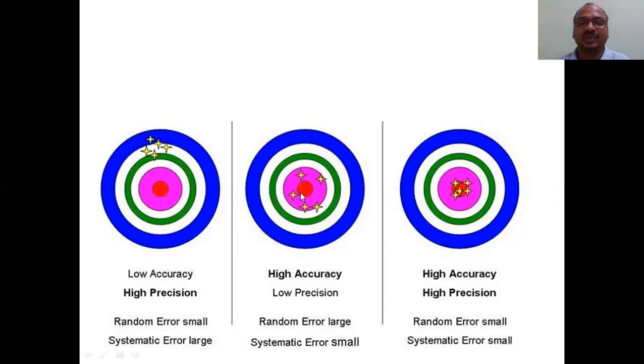See here, high accuracy: all 5 shots are close to the target, but the 5 shots are not close to each other. And you see here, both are high. Accuracy is there, precision is there, both are there. Keep that in your mind. So whenever you are doing a study, your results must be highly precise as well as highly accurate. Both must be there.